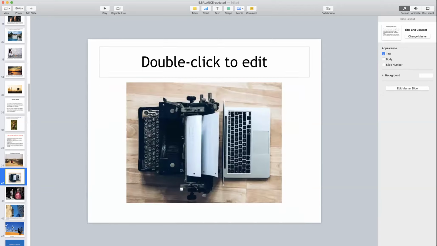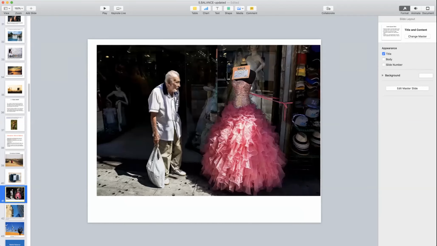Now these are the images. You could see this is a typewriter. In 1857 people used to type like this, whereas now people type on laptops. Look at this image. This is an old man looking at a mannequin who's wearing a very fancy dress. So old versus new, fashionable versus traditional. A normal elderly man must have come here to buy something, and he is looking at this mannequin. It's a very interesting image.